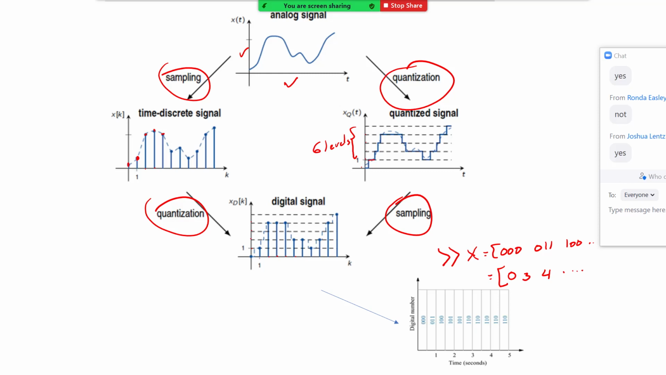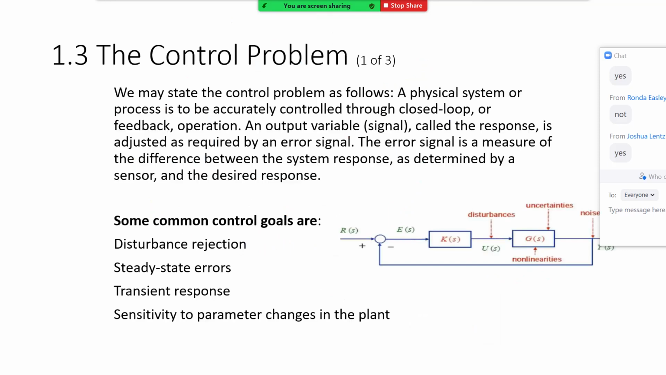Okay, so again, keep in mind, analog signal: continuous in the magnitude, continuous in the time. Digital signal: discrete in the time, and discrete in the magnitude. It takes on only a finite number of values, and it's only defined at certain instances in time.